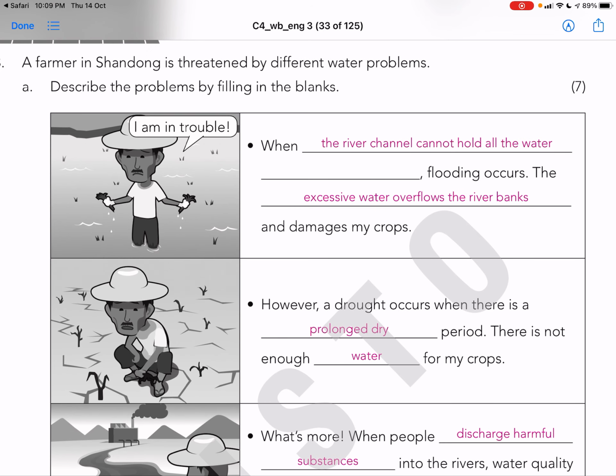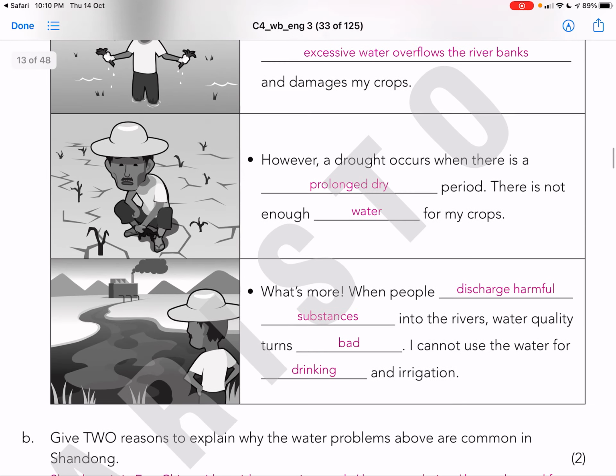First of all, when the river channel cannot hold the water, flood occurs. The excessive water overflows the riverbank and damages the crops. However, a drought occurs when there's a prolonged dry period. I've told you, that is the drought. If today we don't have rain, we cannot just call it a drought. But indeed it's a long, prolonged dry period, and there's not enough water for the crops.